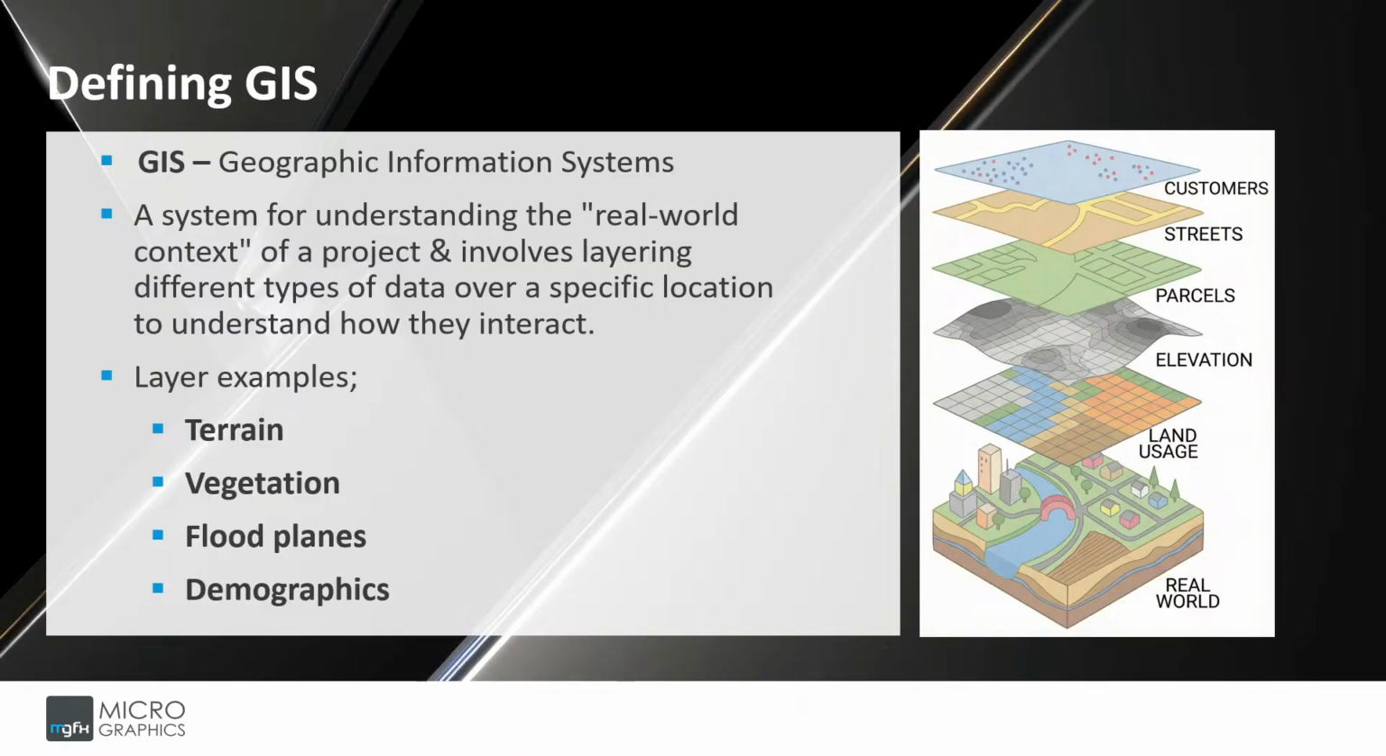So as we can see with the diagram on the right, you have your real world at the bottom, right? And we see it all in a combined setting, so we don't see the layers. But when looking at it through the ArcGIS lens, we can then see the land use layers. We can see the elevation, which is basically your terrains. We can see our land parcels. We can see our streets. We can see our customers and how these things overlap with one another.